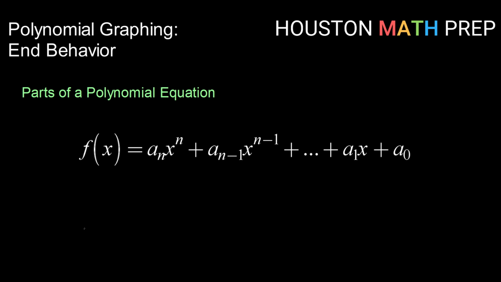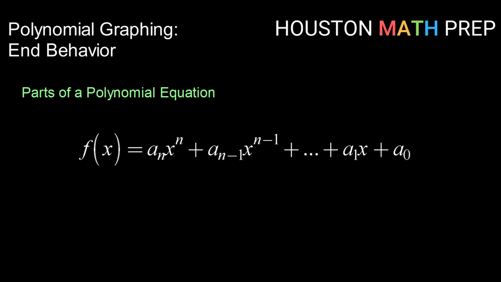In this video, we're going to start our discussion about polynomial graphing. Now we're starting with talking about end behavior, but even before we talk about end behavior, we need to talk about the parts of a polynomial equation. Now when we talk about the parts of the equation, we're going to talk about them based on standard form. So first, let's talk about what standard form means in terms of a polynomial.